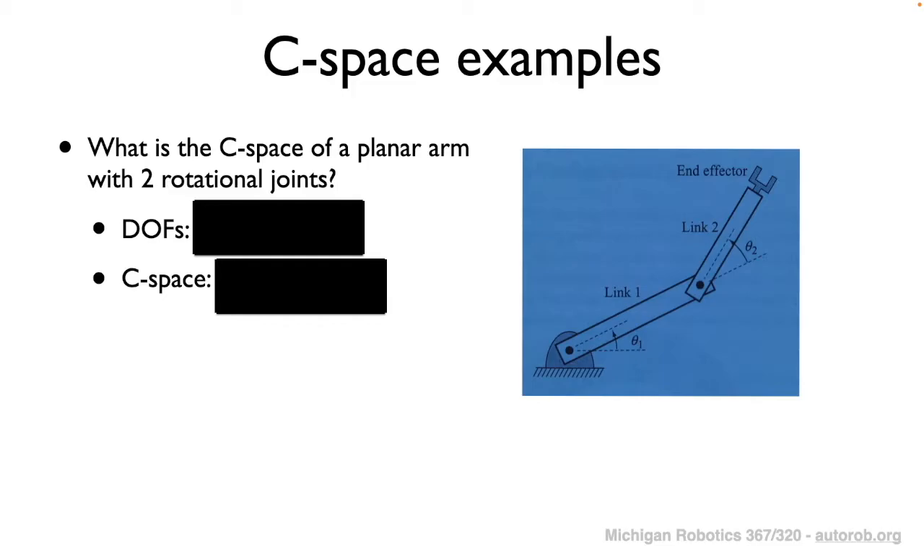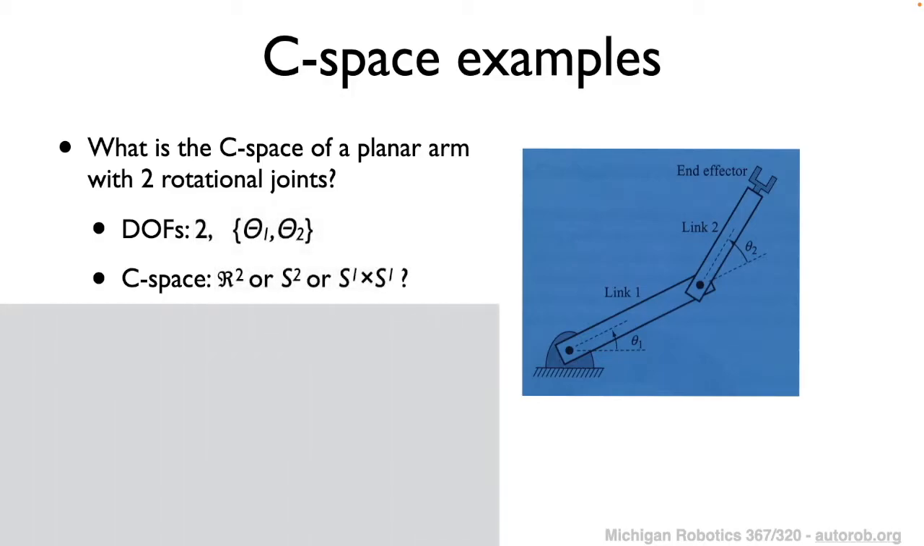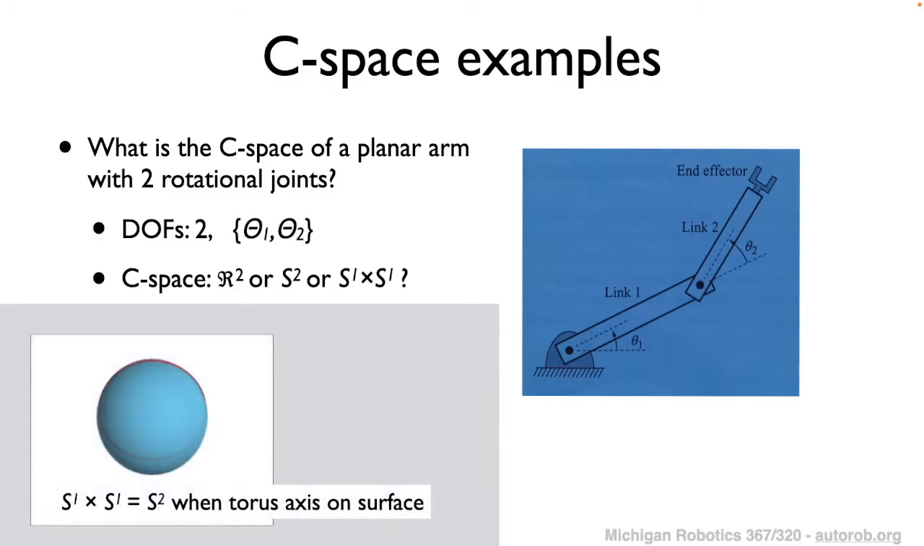So now that you've had a chance to think about this question, we can look at the answer. So the number of degrees of freedom should be familiar, right? So it has 2 rotational joints. So correspondingly, it has 2 degrees of freedom, which we could call theta 1 and theta 2. But then when it comes to the configuration space, there might be a number of different groups that we could use to describe it. So you might think R2 or potentially S2 or even S1 cross S1.